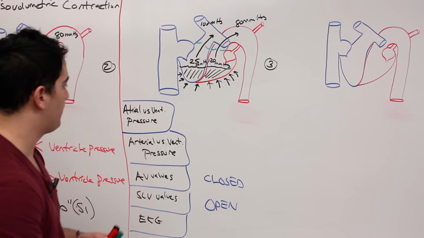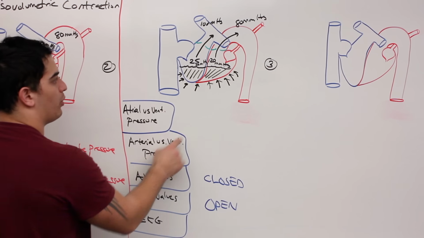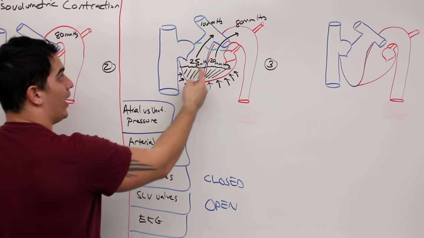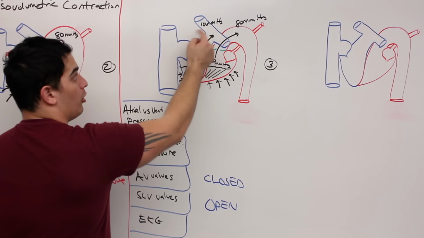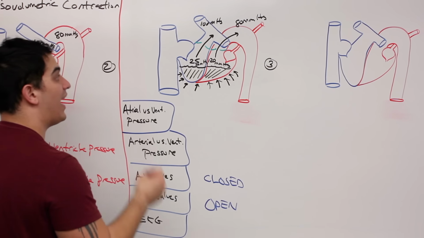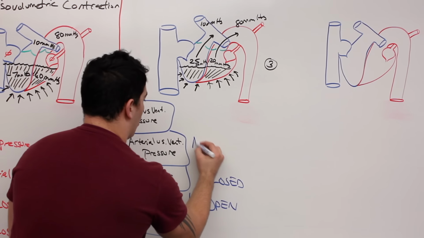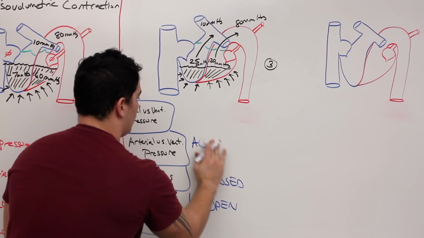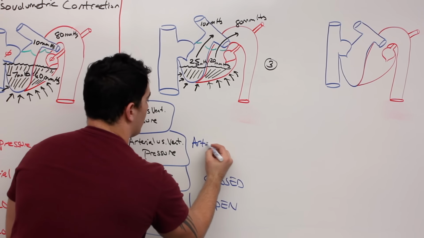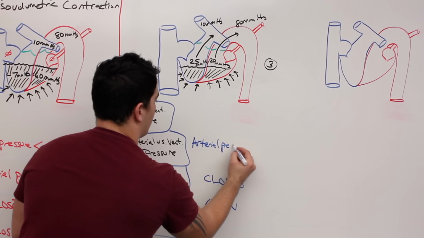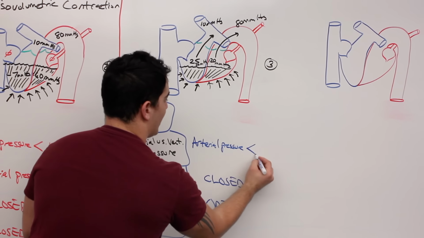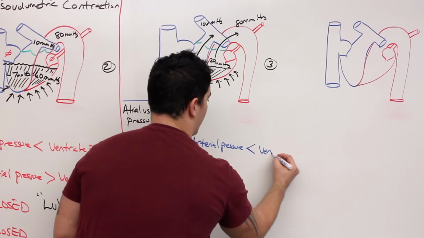And we already said that the ventricular pressure in both the left and right ventricle are greater than the arterial pressure within the pulmonary trunk and in the aorta. That's why the semilunar valves open. So in this one, we can say arterial pressure is less than the ventricular pressure, right?